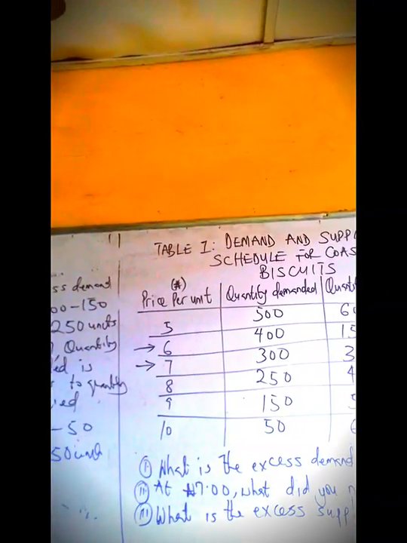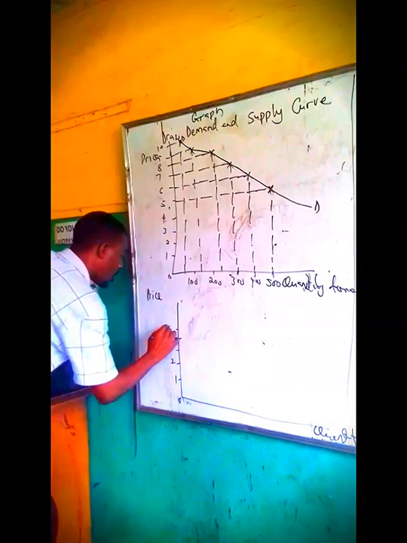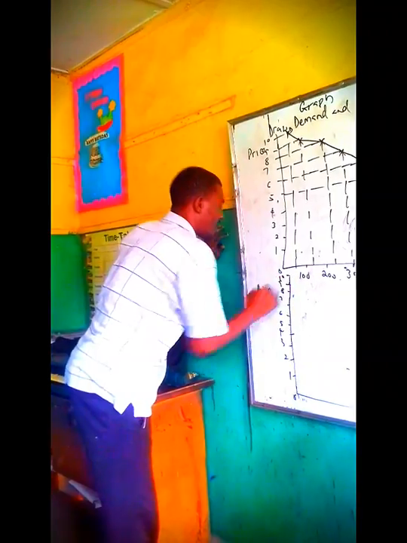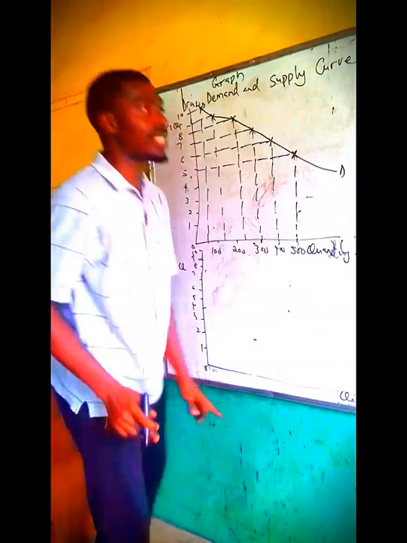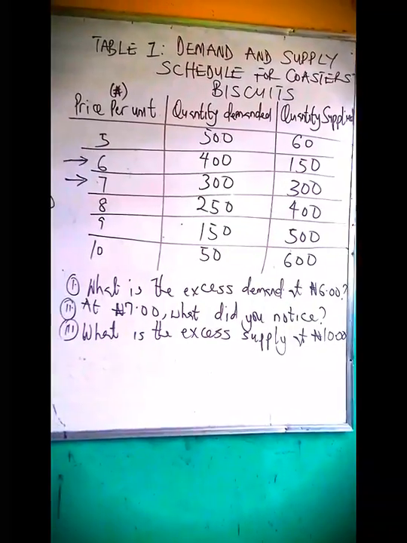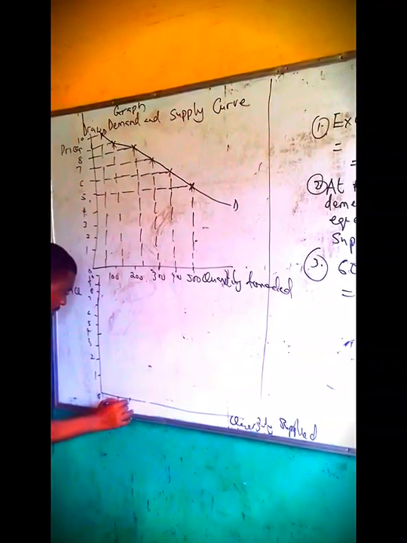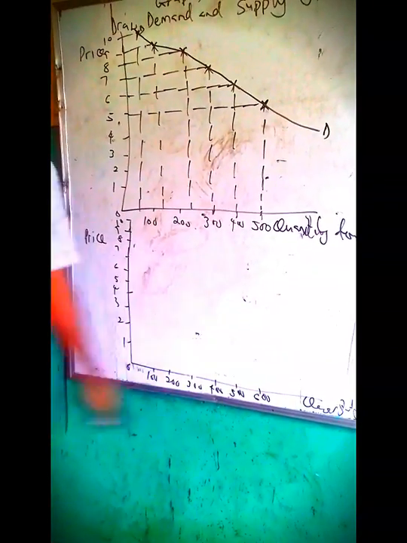The lowest price is 5. The highest price is 10. The same thing, label it until you get to 10. Now, you do the same labeling for quantity supplied. The lowest quantity supplied is 60, while the highest is 600. You can have it in 50s or 100s depending on the scale. For this, I will use 100: 100, 200, 300, 400, 500, then you have 600. It has to be equal units.